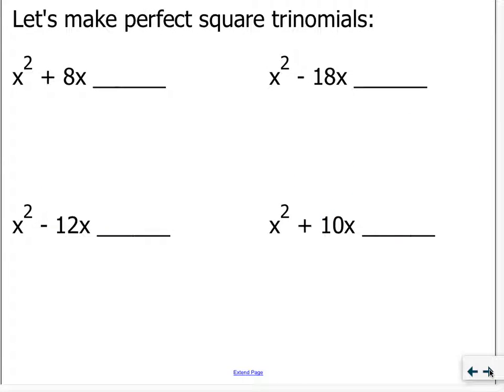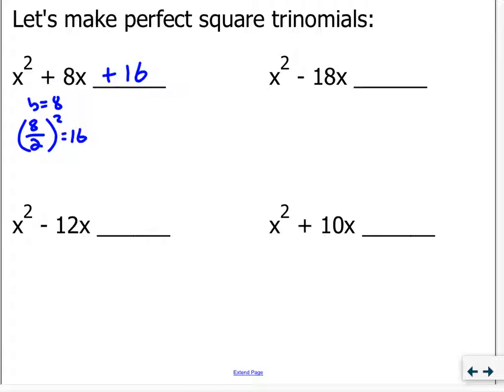So let's make some perfect square trinomials. What I'm going to do is fill in the number that goes in the blank space. And then I'm going to write it as a squared binomial. So I'm going to take my 8. 8 is my b value in this case. And we'll work through this one and I'll turn you loose. So b equals 8. I'm going to take my 8, divide it by 2, and square it. And that's going to give me 16. 8 divided by 2 is 4. 4 squared is 16. So I'm going to put a plus 16 there.